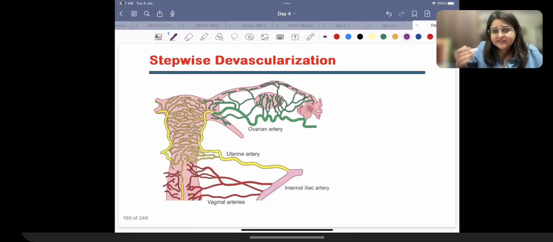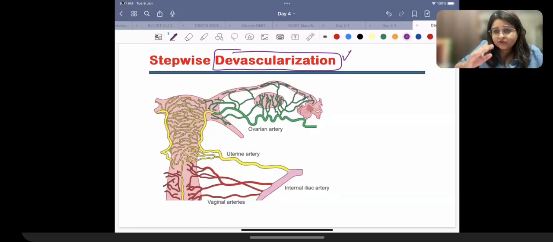Okay, now if this fails, if B-Lynch fails, or if you decide that B-Lynch may not be enough, you can directly even do devascularization. What is this? You ligate or devascularize the different vessels. Yes, you can do B-Lynch in placenta previa also. Okay, you devascularize the uterus.